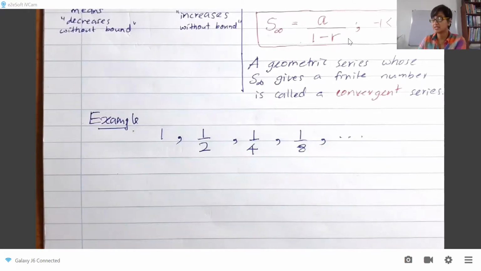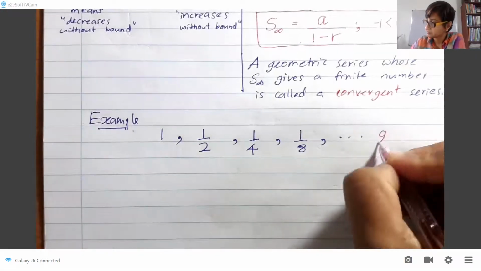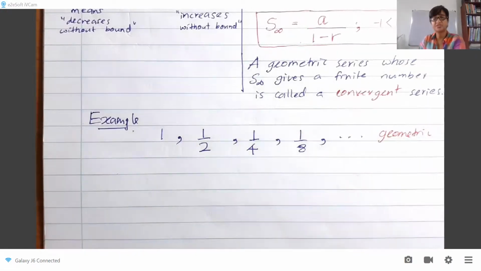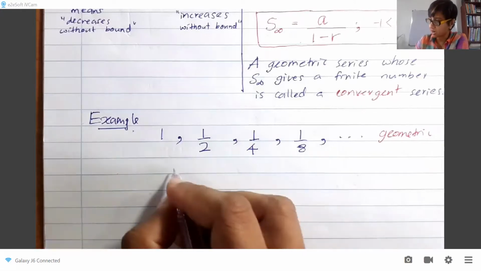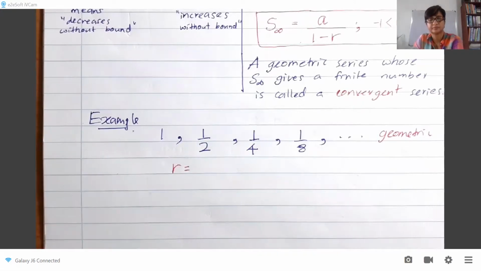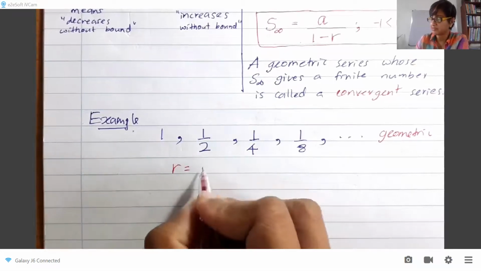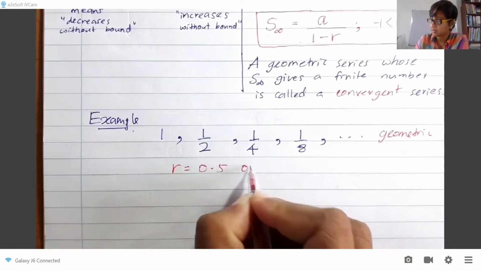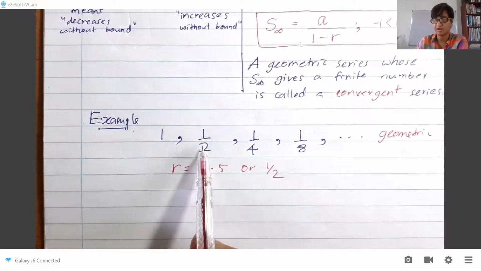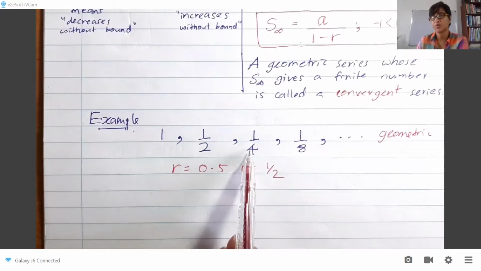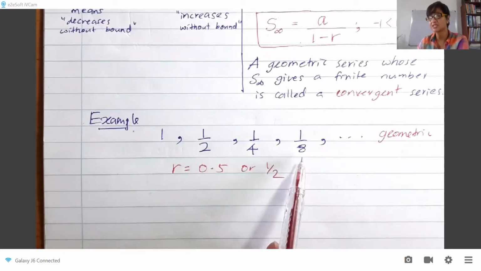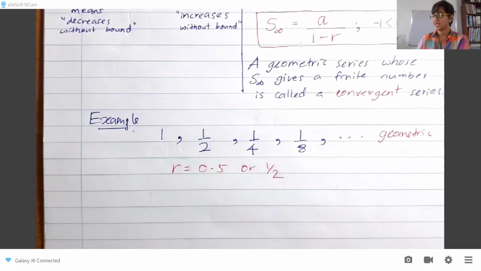First, tell me, is this an arithmetic sequence or a geometric sequence? Geometric, very good. If it is geometric, what is its r? Very good, 0.5, or half. 1 times half is half. Half times half is 1/4. 1/4 times half is 1/8. It gets halved each time, and it goes on forever.